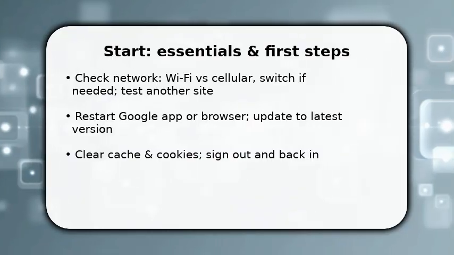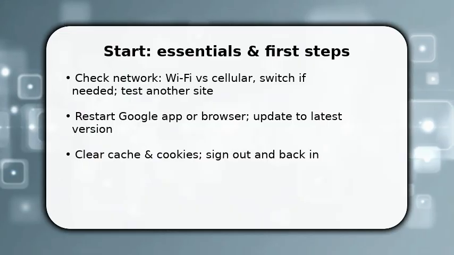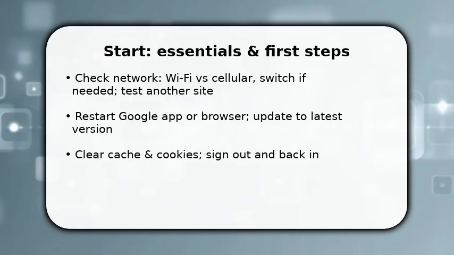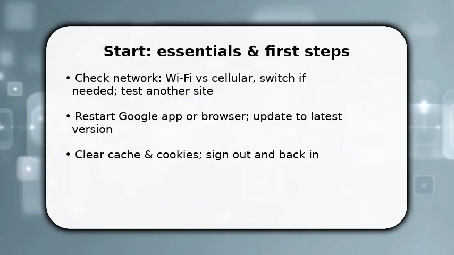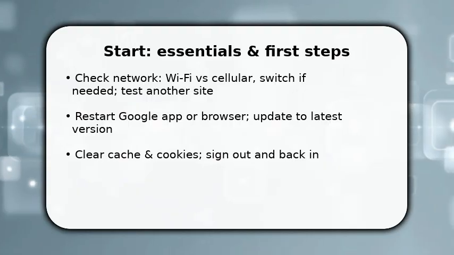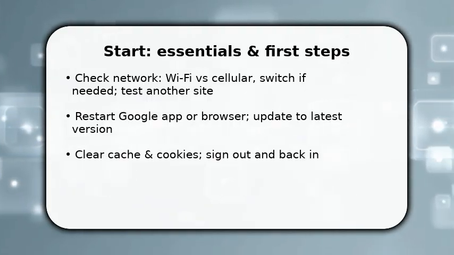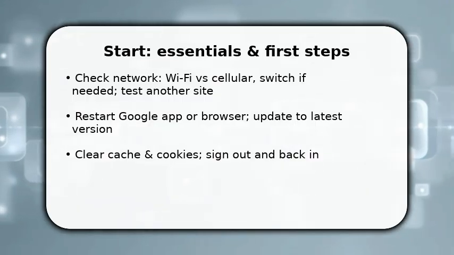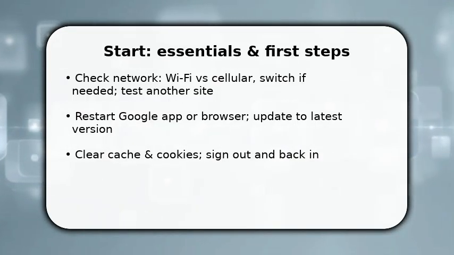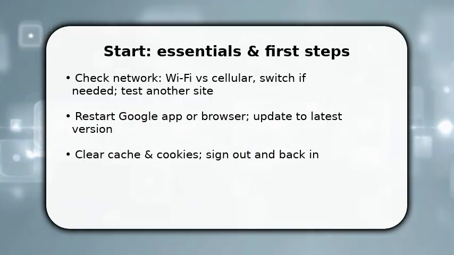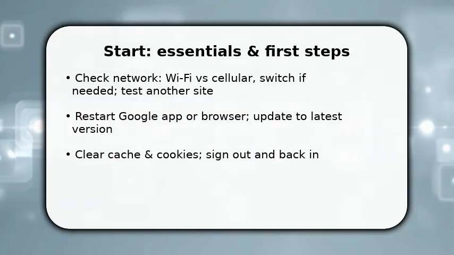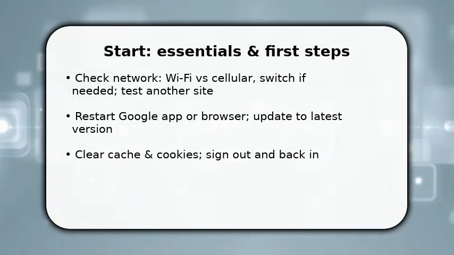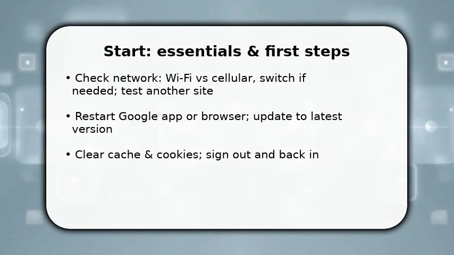You begin by combining essential prerequisites with immediate actions so you get results fast. First, confirm your network. Try Wi-Fi then cellular to isolate connectivity. Once you confirm access, restart the Google app or browser and install any pending updates. Outdated builds often hang. Then clear cache and cookies to remove corrupt stored data. Signing out and back in refreshes authentication. These steps remove common barriers quickly, so you can move into deeper fixes only if the problem persists.